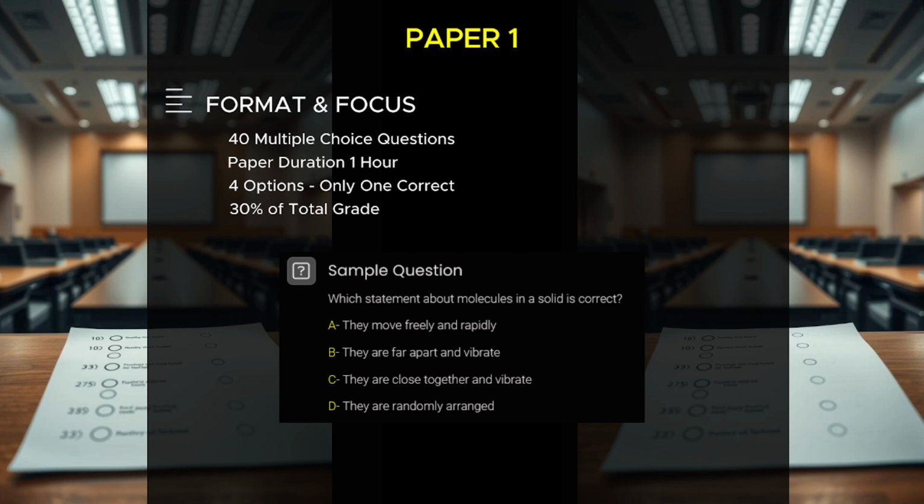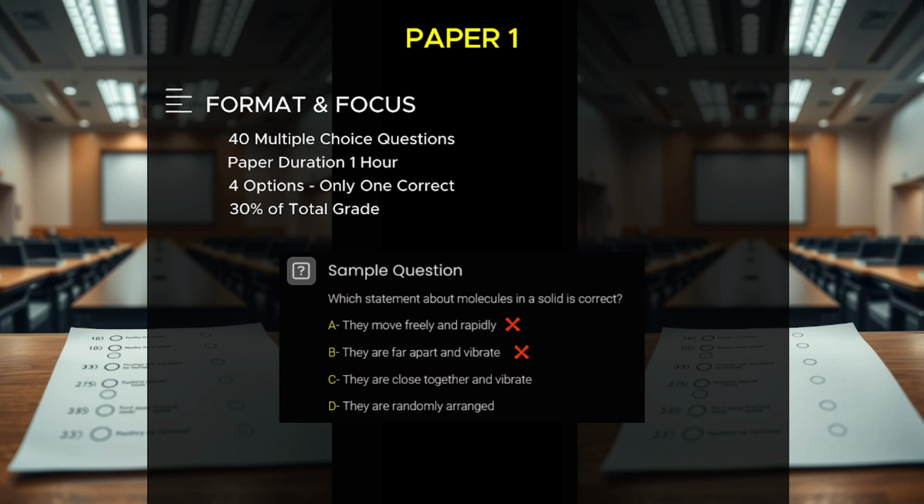Option A: they move freely and rapidly. If anyone here is familiar with the kinetic molecular model, then it's very obvious that none of these characteristics are correct. Solid particles are neither free nor do they move rapidly. Option B: they are far apart and vibrate. Vibrate is correct for solids, but the first characteristic is wrong as it refers to huge spaces between molecules. That is obviously not correct for solids.